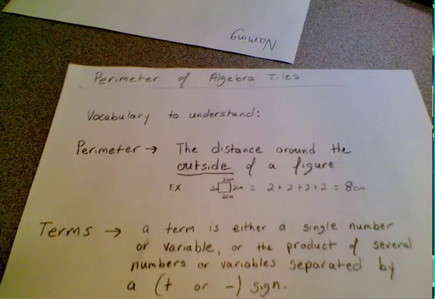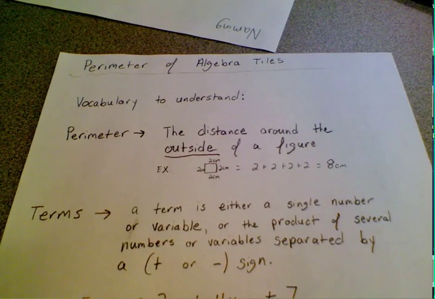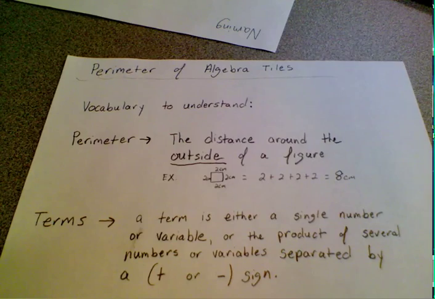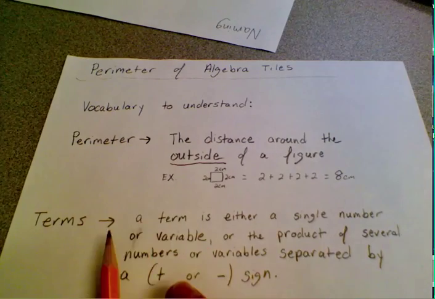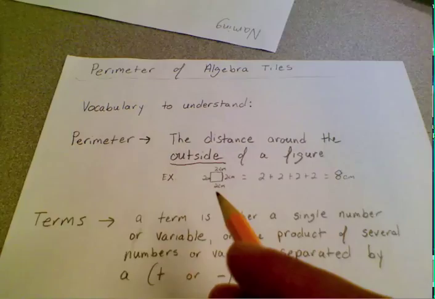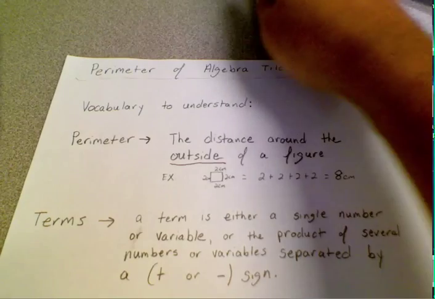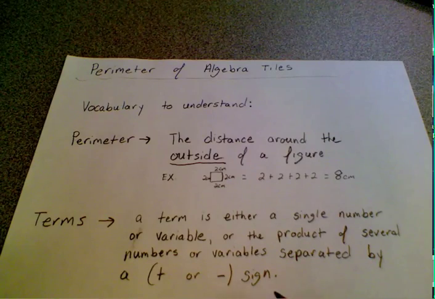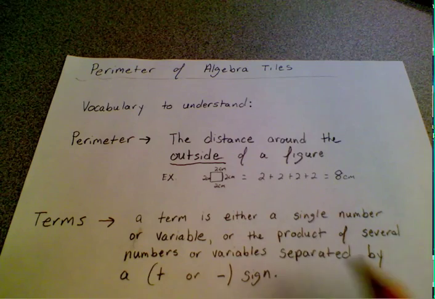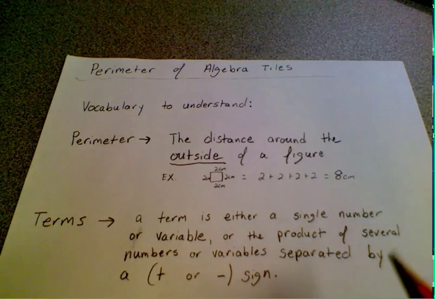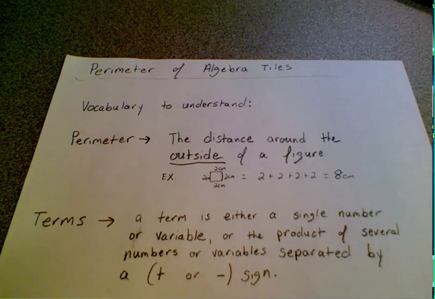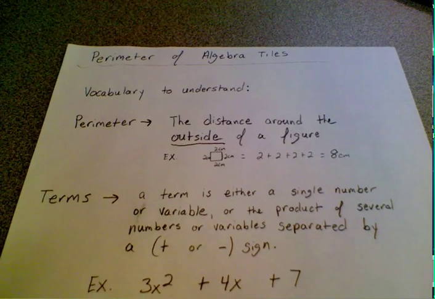Something else you're going to come in contact with today, and maybe you already have, with these algebra tiles, is terms. All we're going to say a term is in this course is this: a term is either a single number or variable, or the product of several numbers or variables separated by a plus or minus sign. If you need to pause and write that down, please do that. Let me give you an example of what we're talking about.